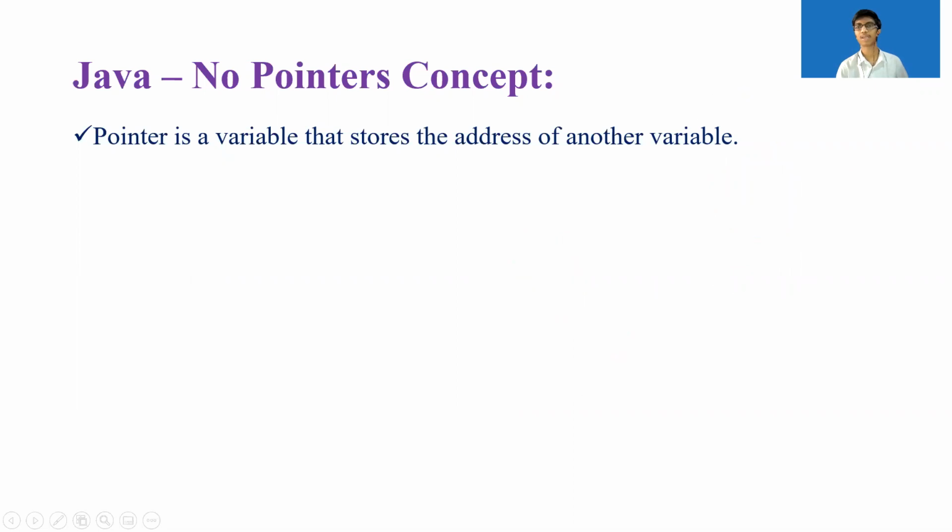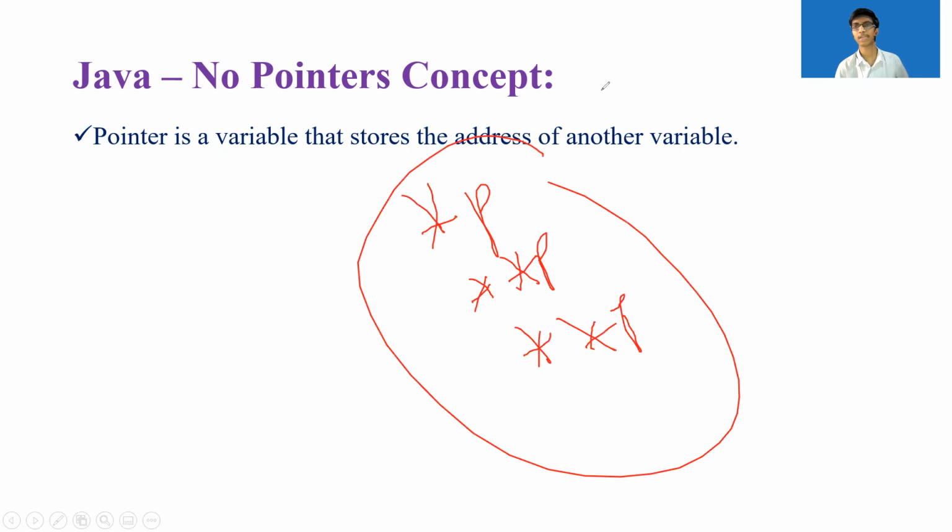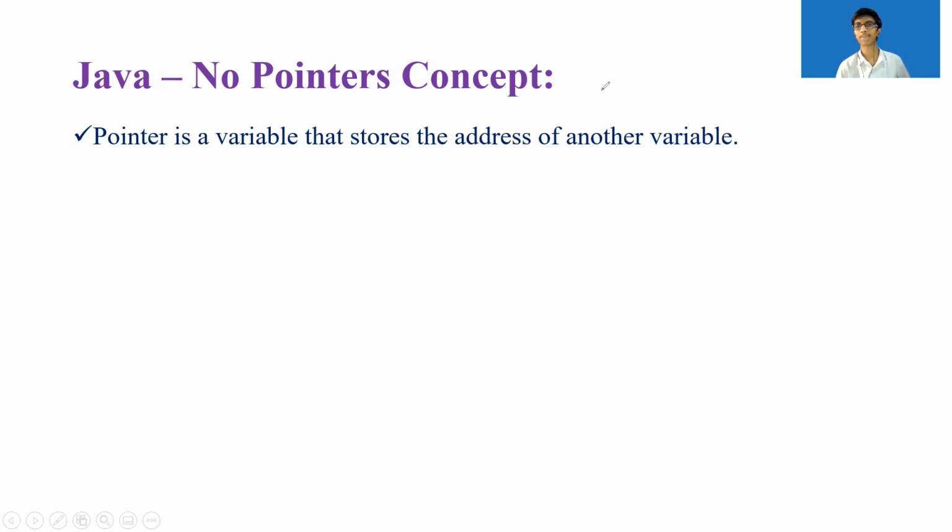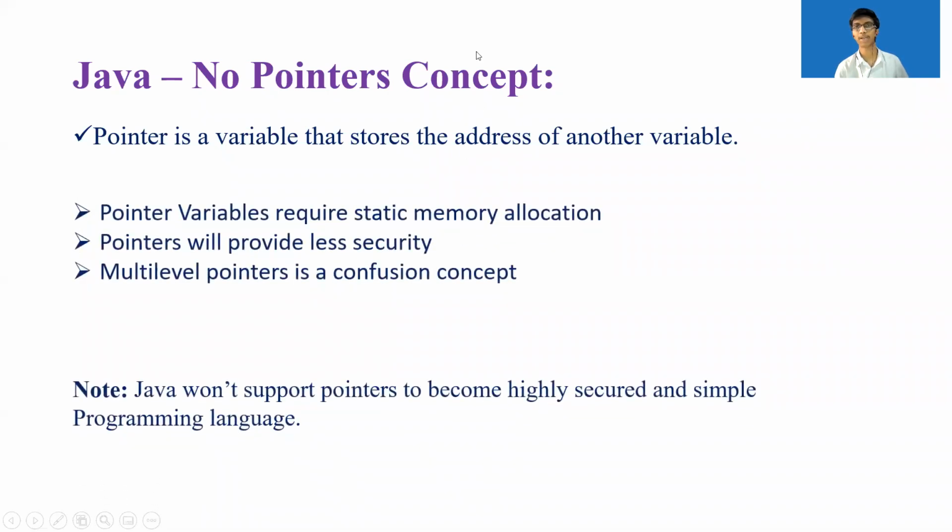We can create a single pointer, a double pointer, a triple pointer, multiple pointers, right? Pointers are nothing but direct access to the memory, right? So this would be a problem for us. If you are giving direct access to the memory, then a security threat would be there. That's why Java won't support the pointers concept, right? Security is the major criterion for Java.